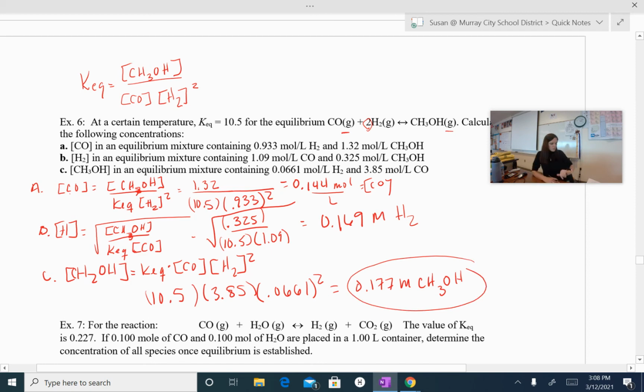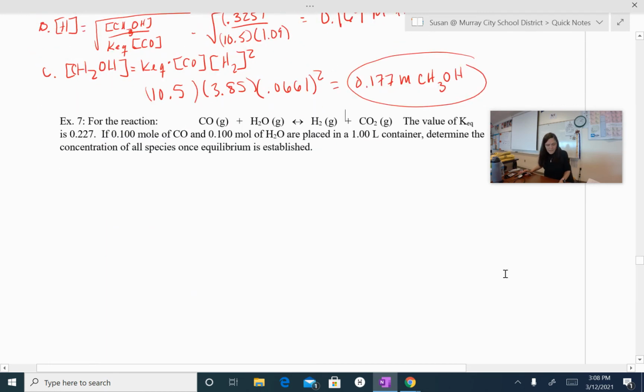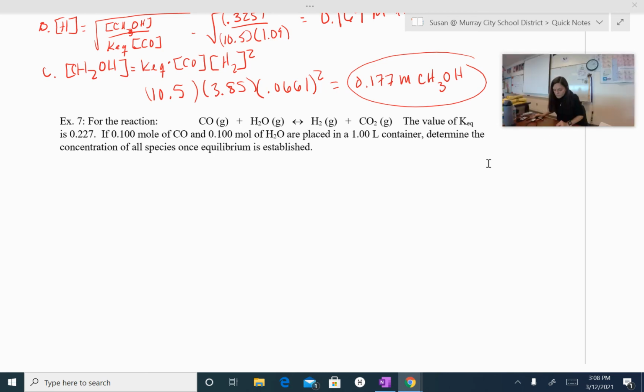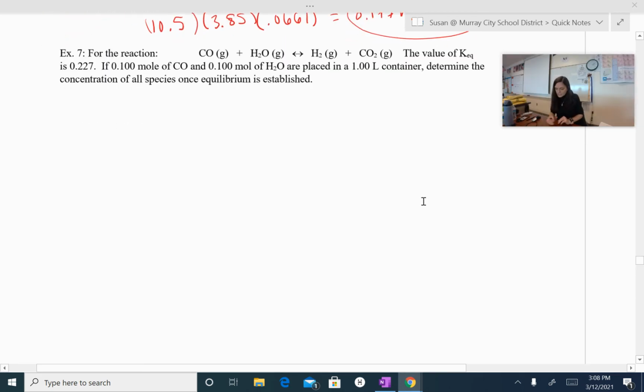Okay, so it ends up just being a bunch of math. Okay, I think this is our last example here. For the reaction, we've got carbon monoxide, water, hydrogen, and carbon dioxide. Everything's gas, so everything's going to show up in this equilibrium constant. The value for the equilibrium constant is 0.227. If I have 0.1 mole of carbon monoxide and 0.1 mole of water placed in a 1 liter container, determine the concentration of all species once the equilibrium is established.